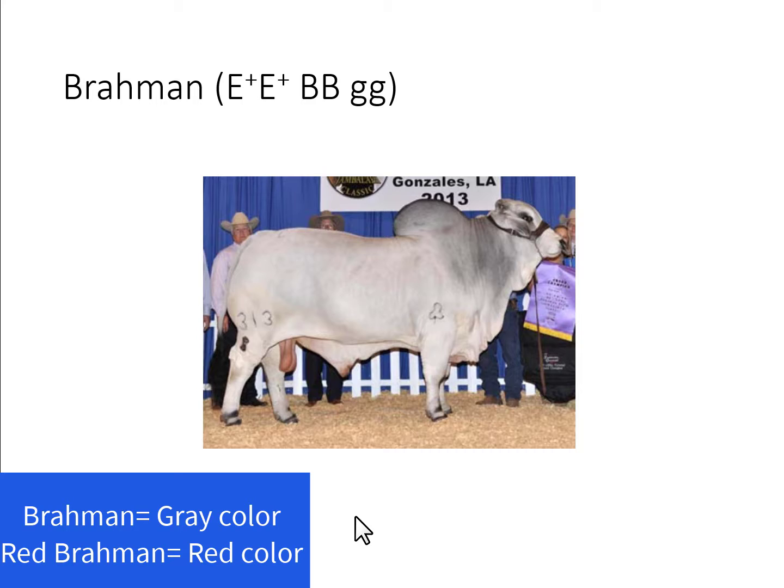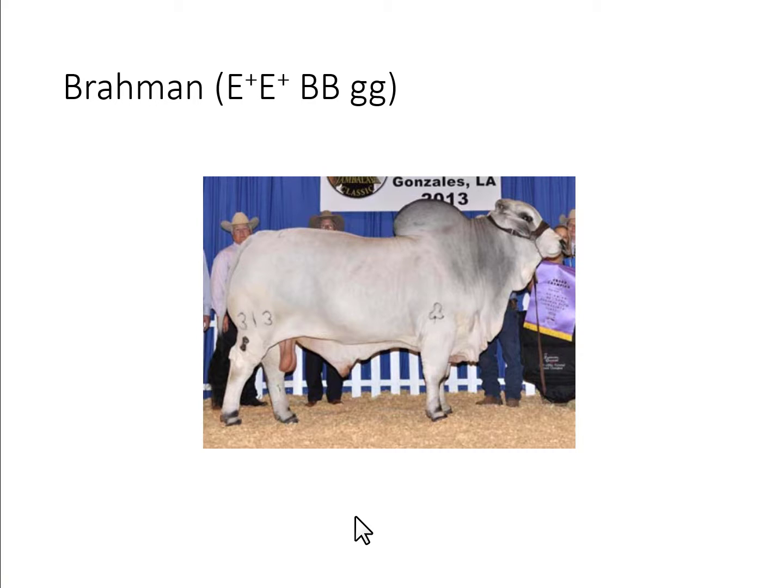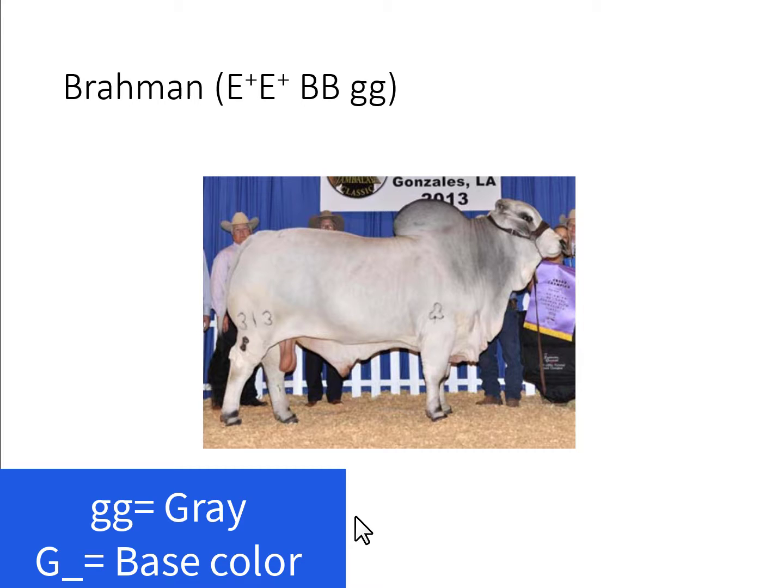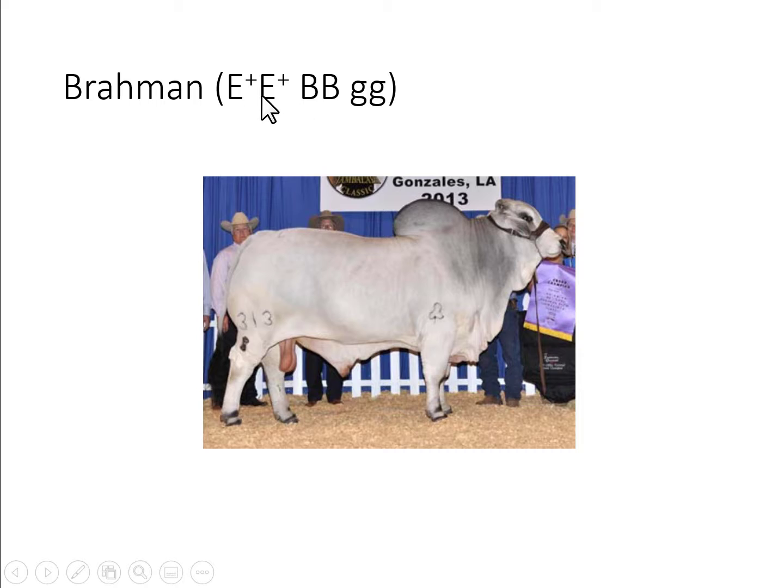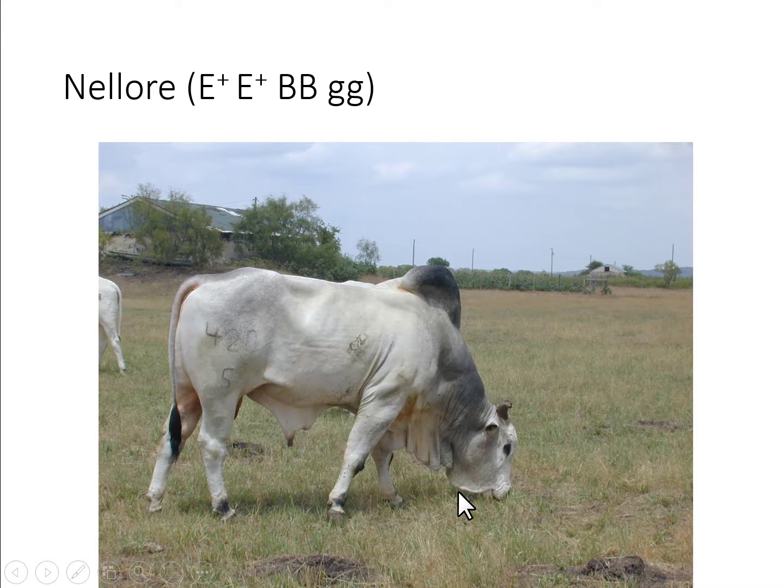So for our cattle, we have a little bit of a difference compared to our horses in what makes them gray. Little g for our cattle is what gives them the gray color. And remember, for horses, having one big G would make them gray. But for cattle, it is little g that causes that gray coloration. So we have E plus, E plus, so this animal would be red, but since it has two little g's, it makes it gray. And then we have big B, so black nose, feet, and tail.